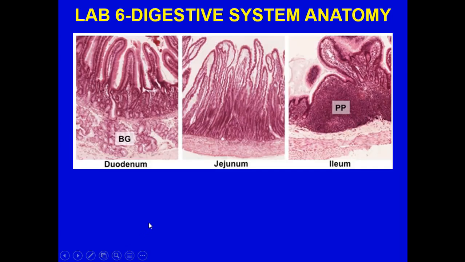Moving on. Here you see some of the structural differences as you go from the duodenum. Notice that you have some shorter villi. In the jejunum, you have much longer patches of villi here. In the ileum, you have a reduced amount of villi, but you do have these Peyer's patches, and that's what the PP is for.